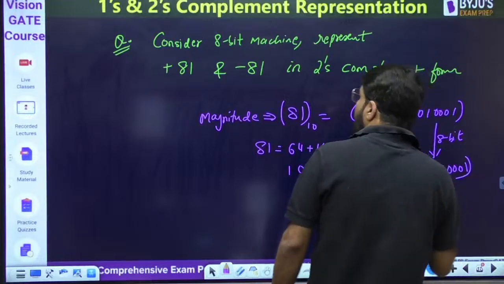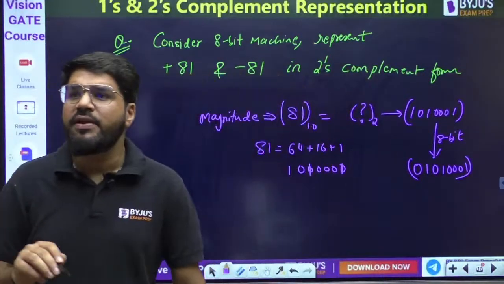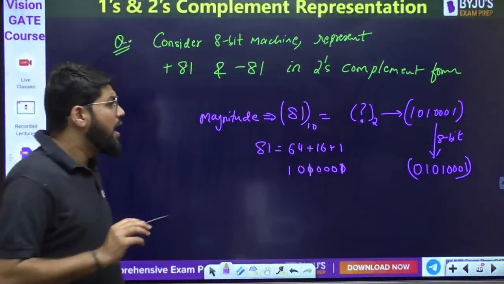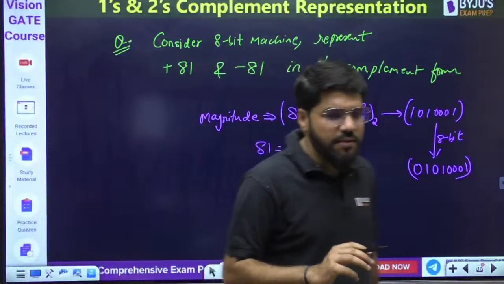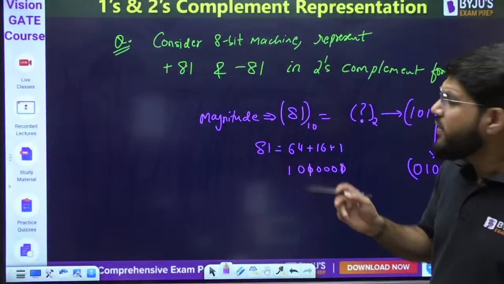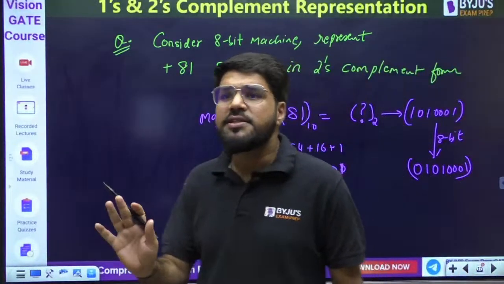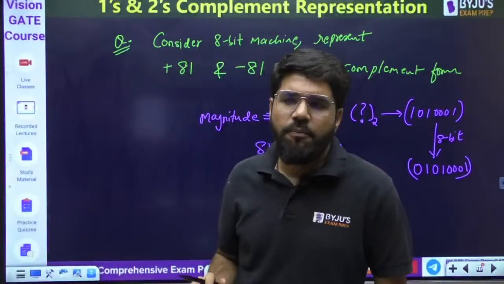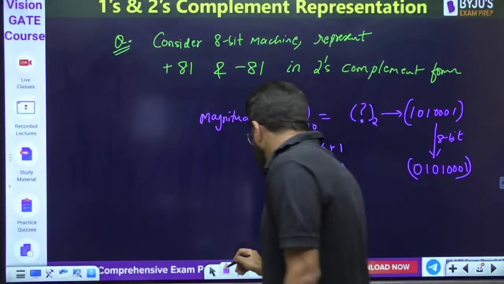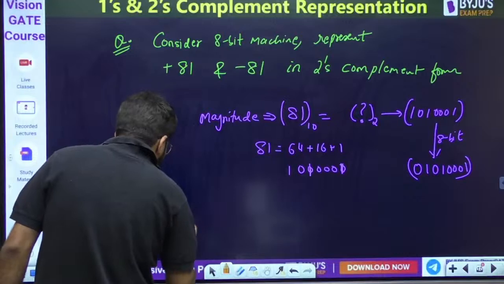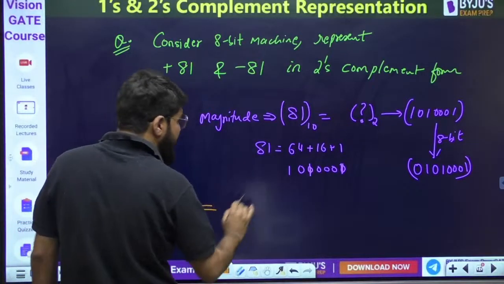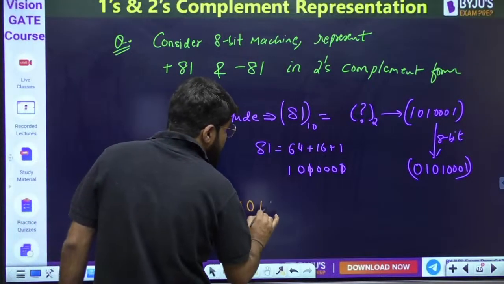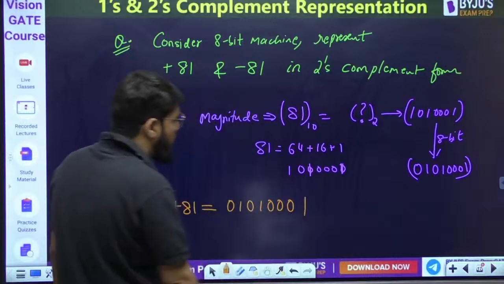01010001. Okay. Now, how does a machine distinguish plus 81 and minus 81? Listen to me. Whenever it's a positive number, nothing is done. It is directly stored in the binary form. So plus 81 means 01010001.